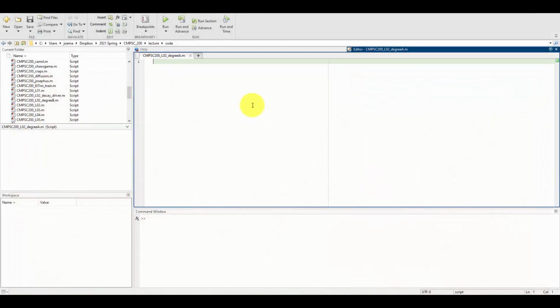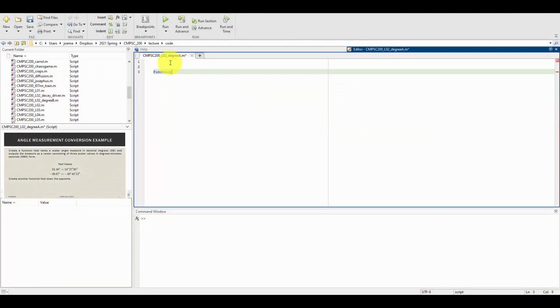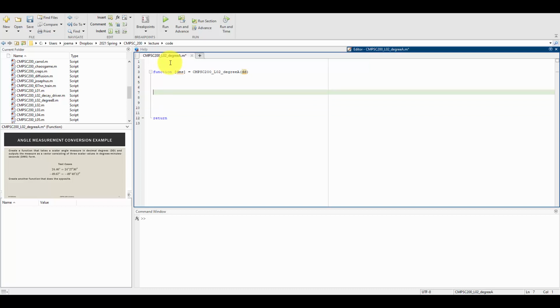Going into MATLAB, we'll start writing our functions. So we were asked to make it as a function. The first one I'm going to look at is converting from the decimal degrees into the DMS, the degrees, minutes, and seconds. So I'm going to call my output DMS here, for degrees, minutes, seconds, equals, and I've actually already named this function, so I just have to make sure that it has the same name as the file name. So I call this comp sci 200 L02 degree A, and then the other one will be B. And I will call this input DD for decimal degrees. So I'll just form this skeleton here to do my conversions.